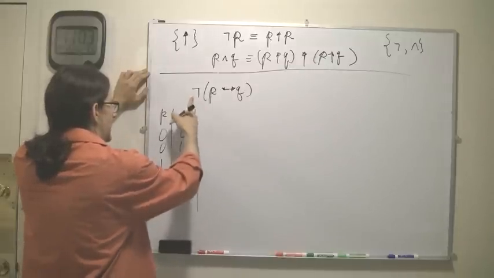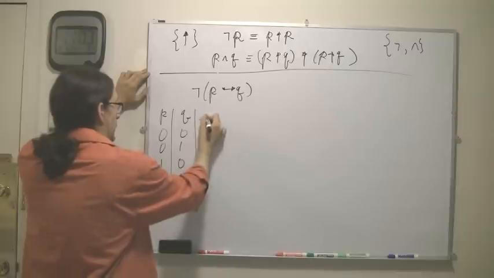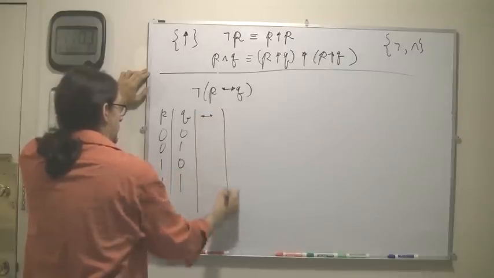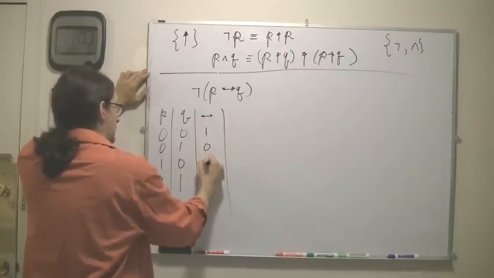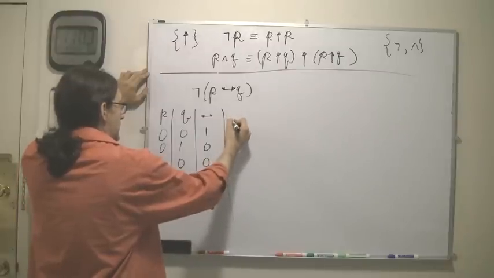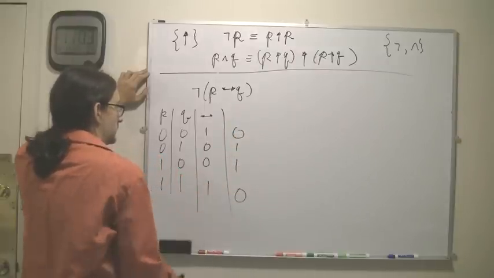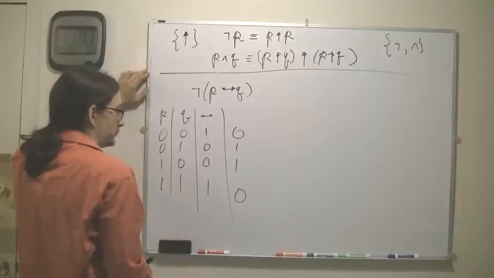And this is just not P biconditional Q. So what is the truth table for the biconditional? It's one if and only if they are the same. So the negation of this is going to be the opposite of that. Right? So okay, this is the truth table for that.